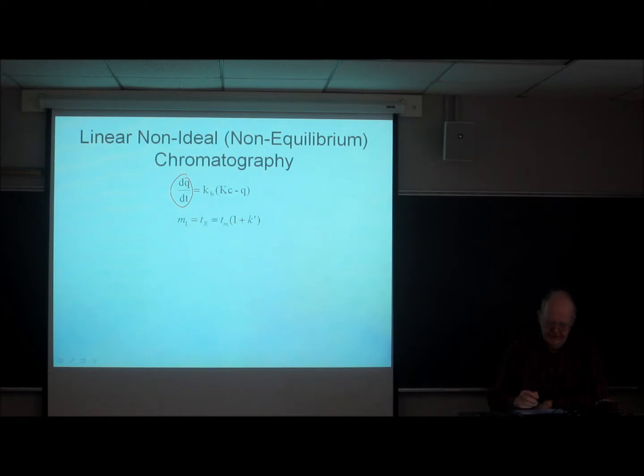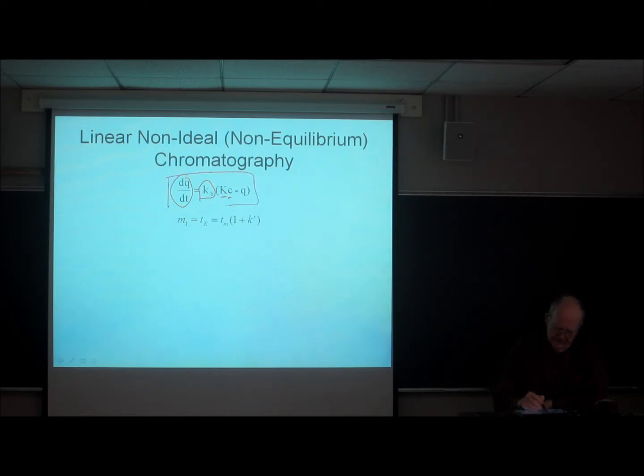So dq dt is equal to some rate constant Kb times K, the equilibrium constant, the partition coefficient, times C minus Q. Now, if you're at equilibrium, Q is equal to Kc, dq dt is 0, you're in steady state when you're at equilibrium. That's the boring situation that we just went through. But we're going to assume now that Kc is not equal to Q. Now, Kc could be greater than Q or less than Q, depends on which part of the peak you're talking about. The front of the peak, Kc is greater than Q. The rear of the peak, Q is greater than Kc.